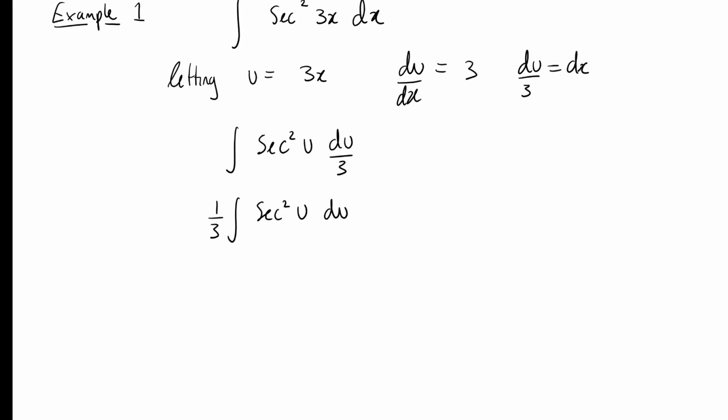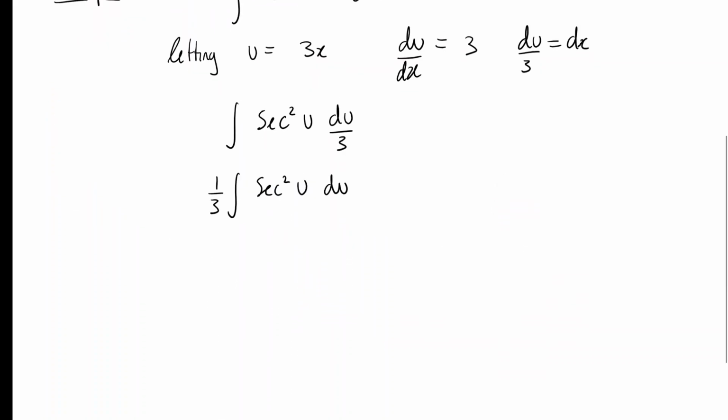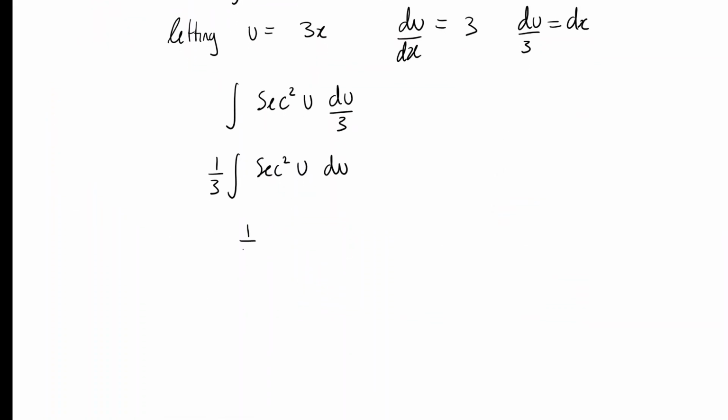Then we can just read off the formula sheet this line again. Integrating sec squared x or sec squared something will take us back to tan of that same thing, so we'll have 1/3 tan u plus c. Reinstate x, so 1/3 tan of 3x plus c.